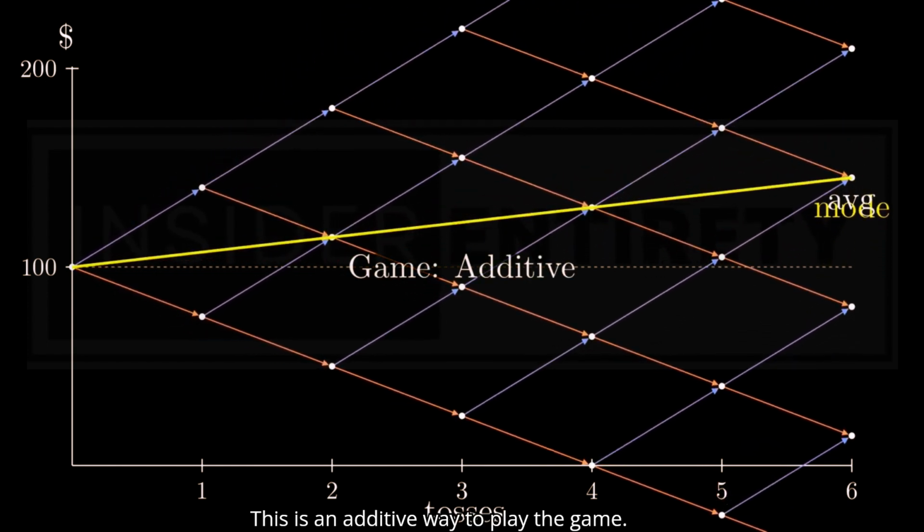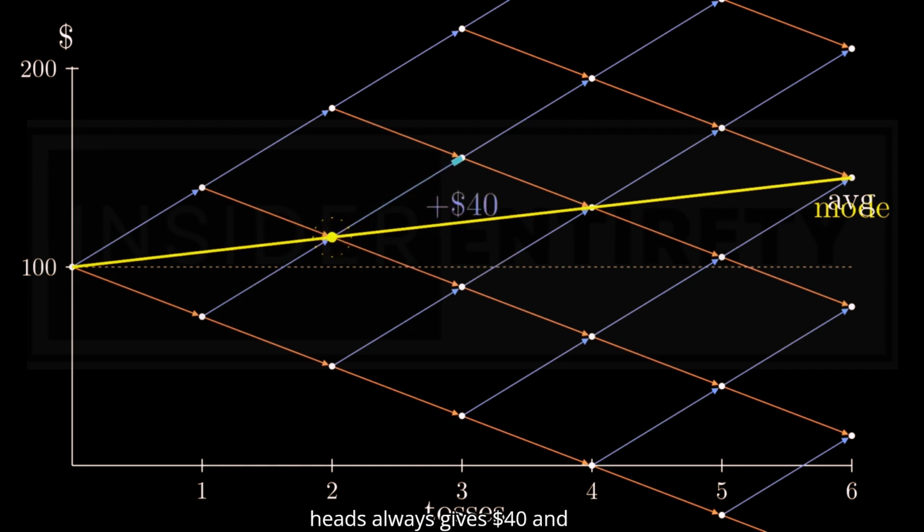This is an additive way to play the game. Note that we're not in logarithmic view, we simply changed our strategy. Now heads always gives $40 and tails always subtracts $25, no matter where we are. Our mode now slopes upward and equals the average. That's great. But this strategy isn't perfect.